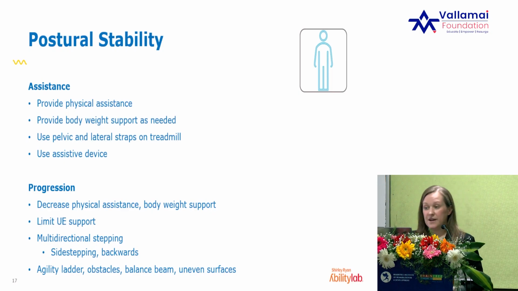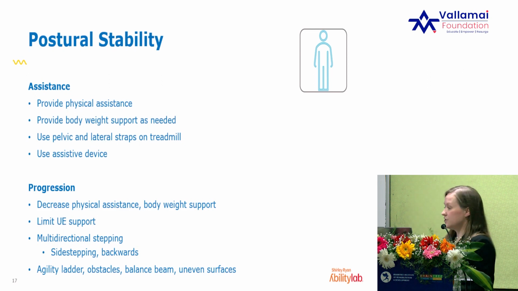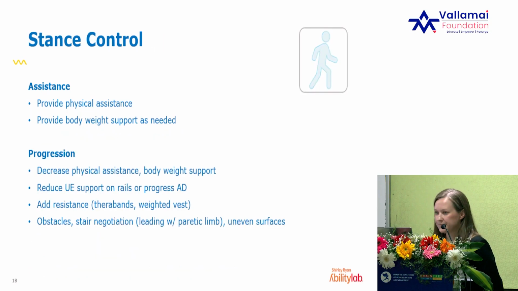As the patient does improve with their balance and motor control, you can then progressively reduce that external support and increase the challenge and the variability of the training. Examples of that would be reducing the upper extremity support, incorporating different directions of walking, so multi-directional stepping like lateral or backward stepping, adding dynamic tasks like agility ladder drills, obstacle negotiation, balance beams, or walking on uneven surfaces.